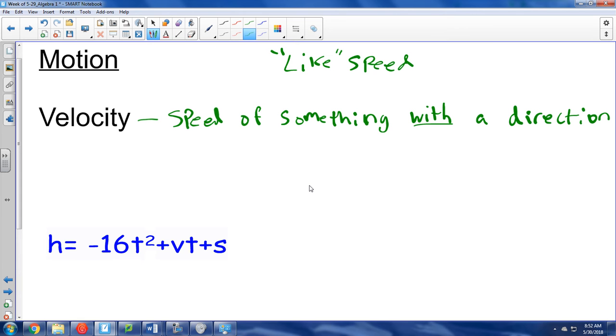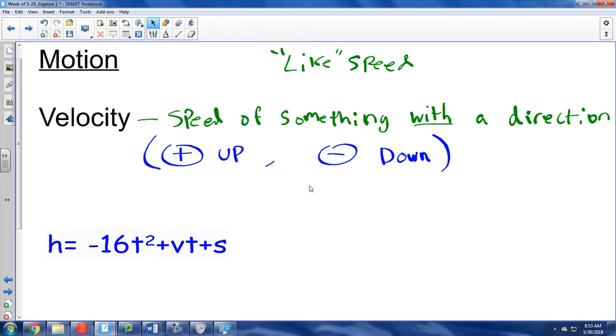And what I want to say about direction is, positive velocity would mean it's going up, and negative velocity would mean it's going down. And that's pretty much for our course all we're going to deal with. If your velocity is positive, your object is traveling which direction? Up. If your velocity is negative, your object is traveling down. And for this course, that's all you need to know.